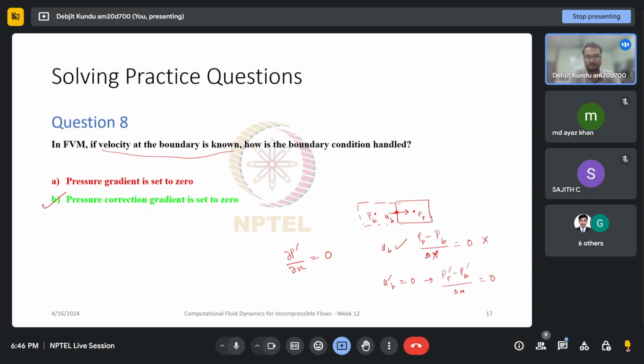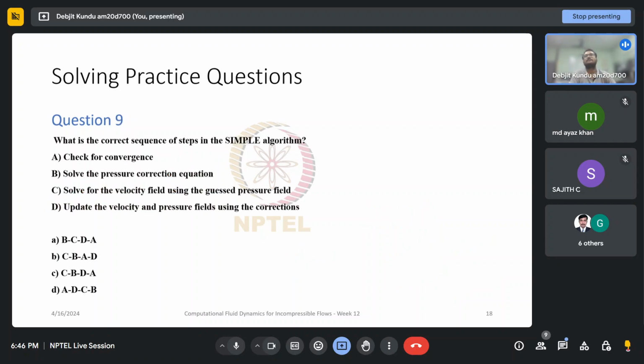Okay, so if there are no questions, we'll keep moving on. We'll move on to question number 9 now. Here you'll need to do some work. There are 4 steps given here, capital A, B, C, and D. You will have to arrange them in the correct sequence of steps.